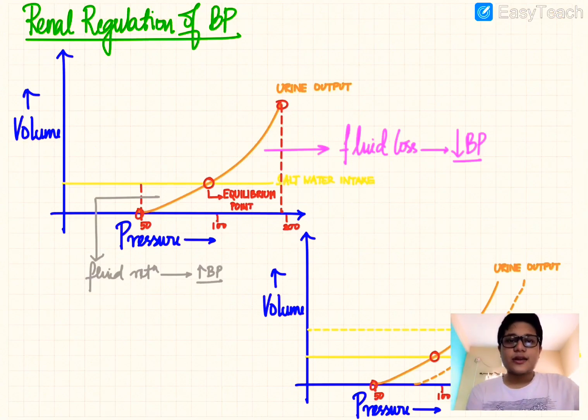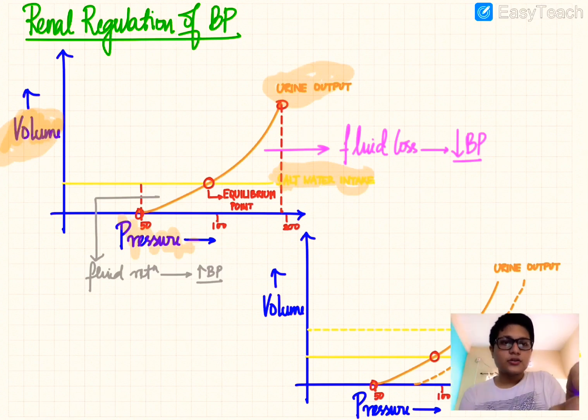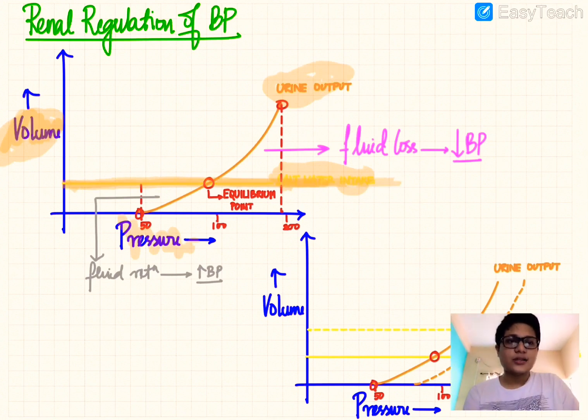Now let's finally move on to the renal regulation of blood pressure. So let's approach this in a very conceptual manner. This is a graph plotted for volume versus blood pressure. Volume will be denoting two things. Number one is the salt water intake of the individual, which is noted by this yellow line, and this orange line will be denoting the urine output. Okay, so this yellow line which you can see is a straight line, so we are assuming that the individual has a uniform salt and water intake.